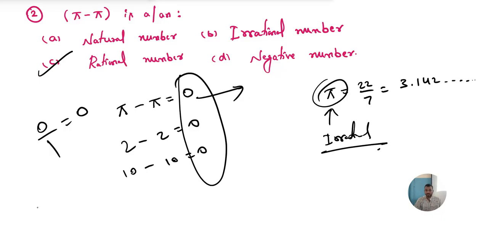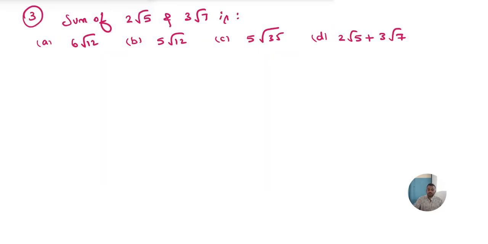Next, computer ji, show us the third question. Observe, students. The question is: the sum of 2 root 5 and 3 root 7 is: option A, 6 root 12; option B, 5 root 12; option C, 5 root 35; option D, 2 root 5 plus 3 root 7. I'll give you some glimpse regarding this question.